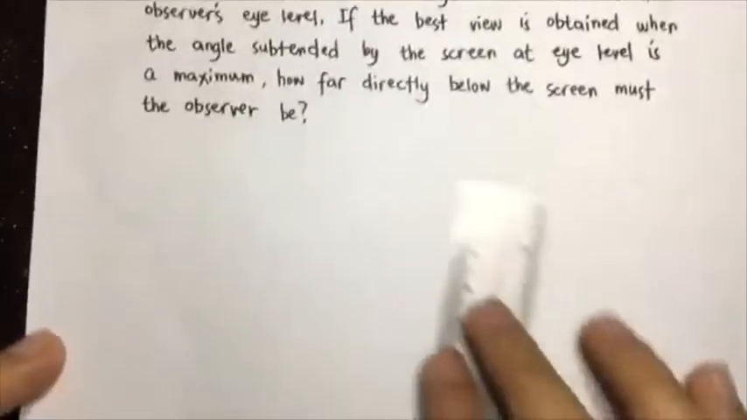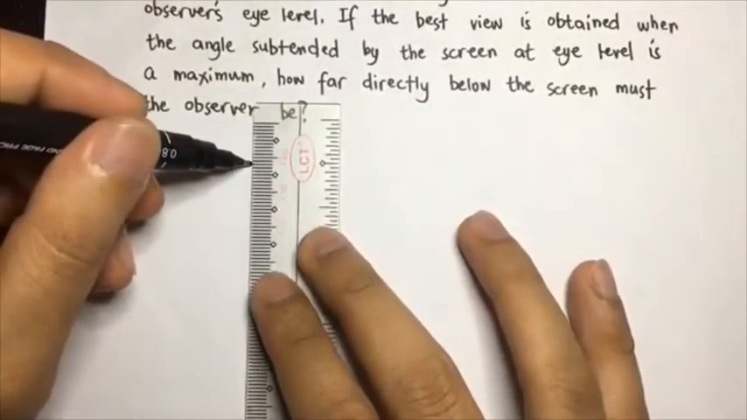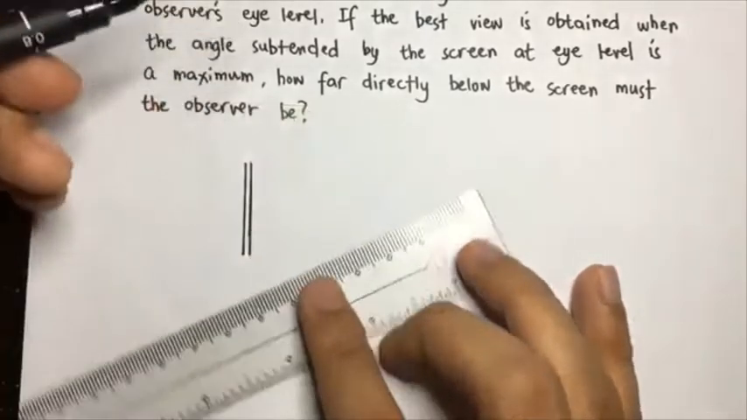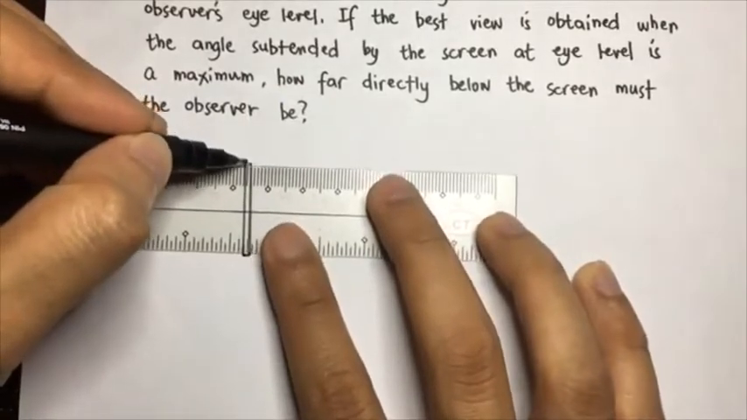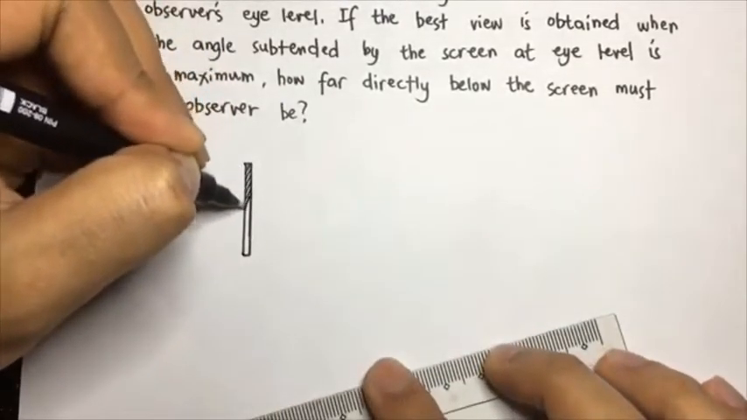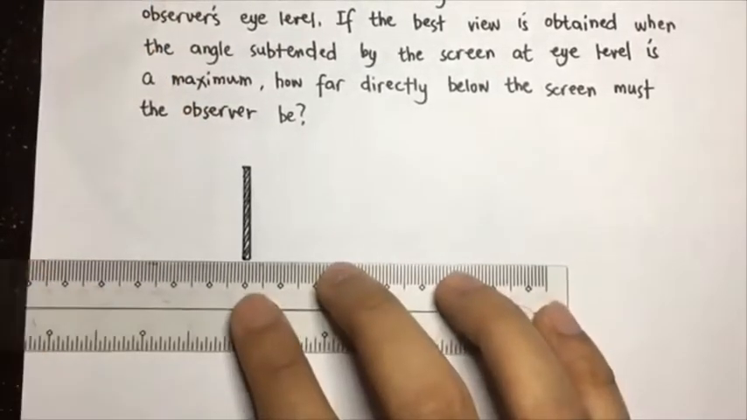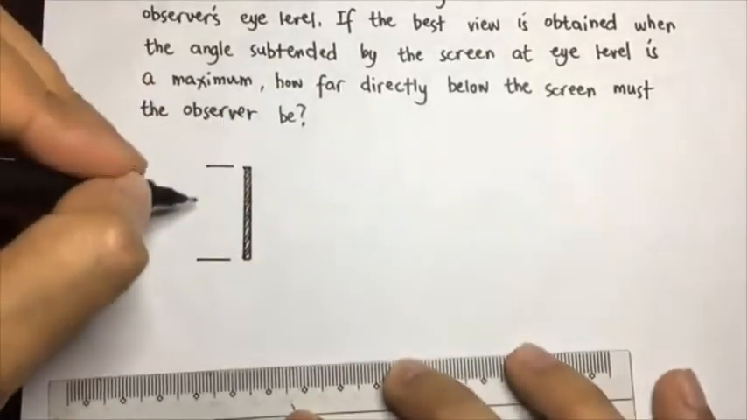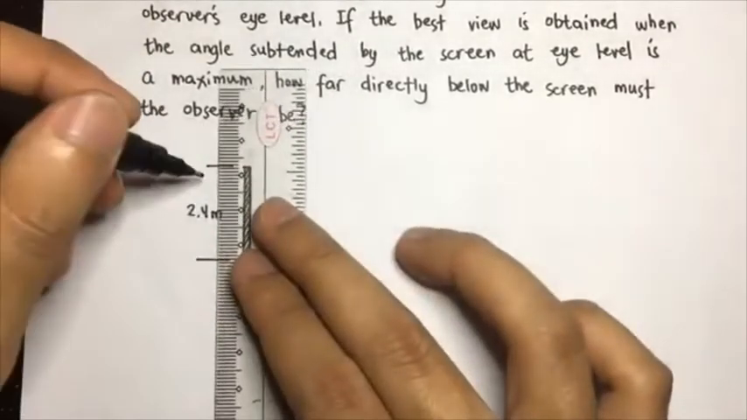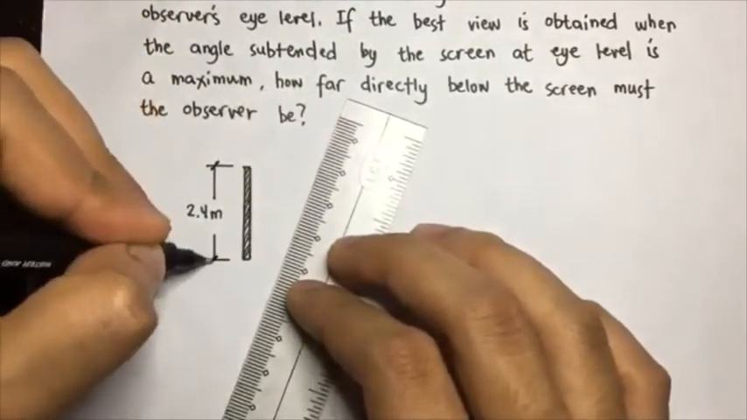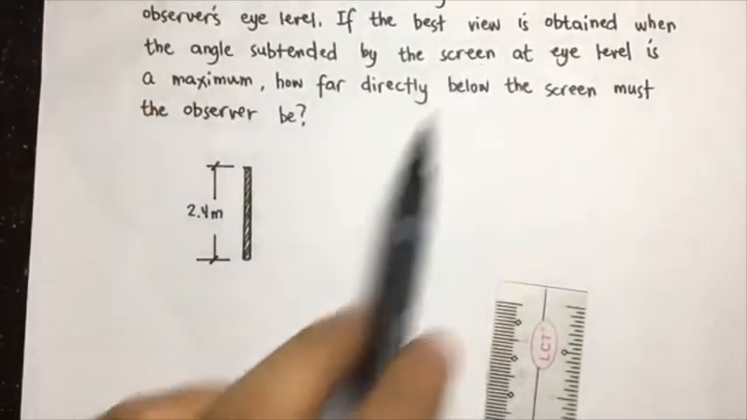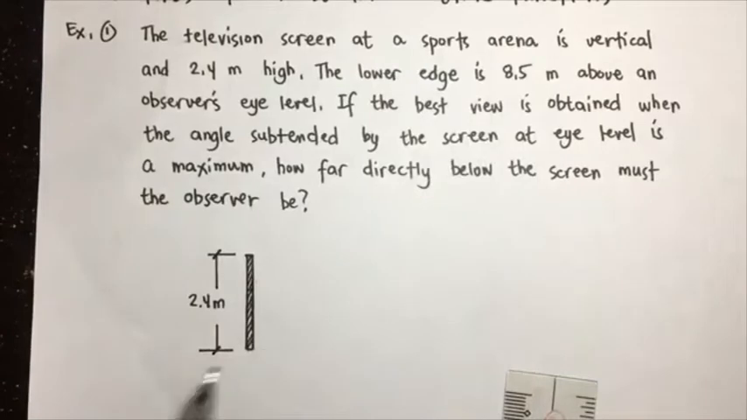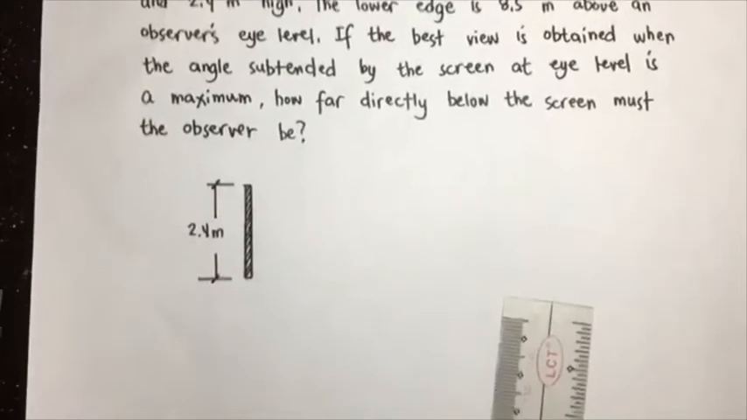So obviously we have a television screen below an observer's eye level. Let's say this is the television screen viewed sideways. Here we have a side view of the TV, which is 2.4 meters high. It's a fairly large TV for an arena. So 2.4 meters is the height, and 8.5 meters below the lower edge is the eye level of the observer.